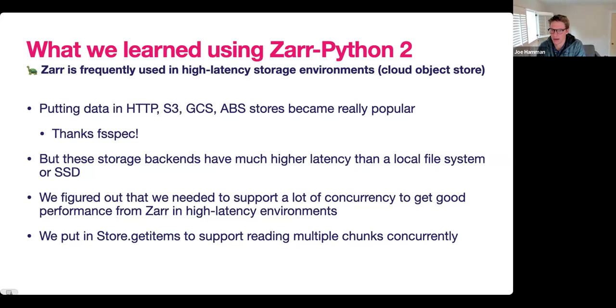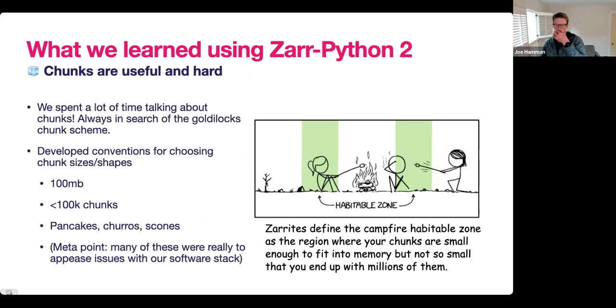and we can make some design choices in future versions of the library to accommodate that. We started putting some concurrency into Zarr 2. Specifically, there's the store.getItems method that does a little bit of concurrency async stuff for reading multiple chunks at the same time. But it's not really everywhere in the library, and there's a lot of serial behavior. So this is something we wanted to improve in Zarr 3.